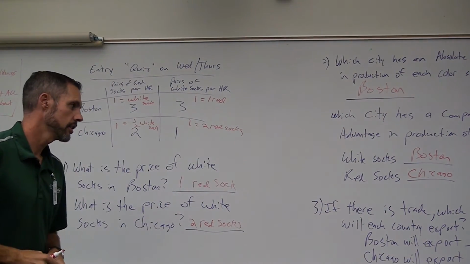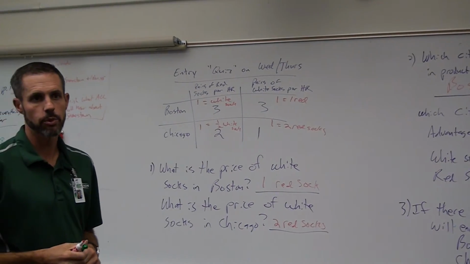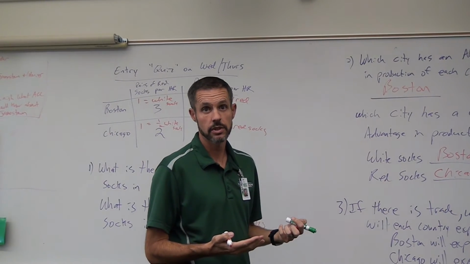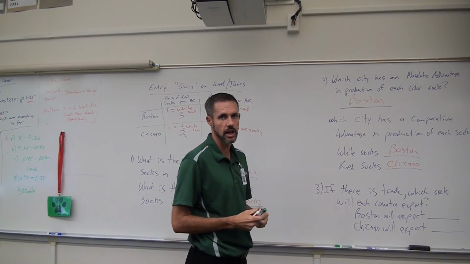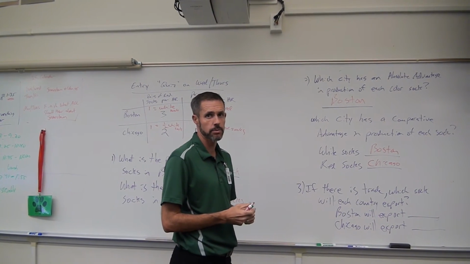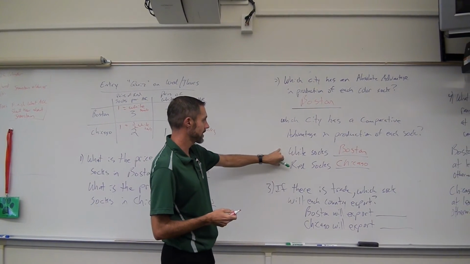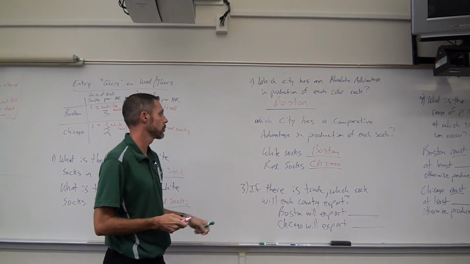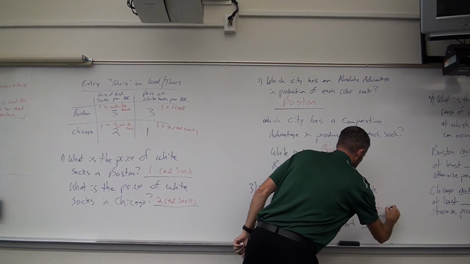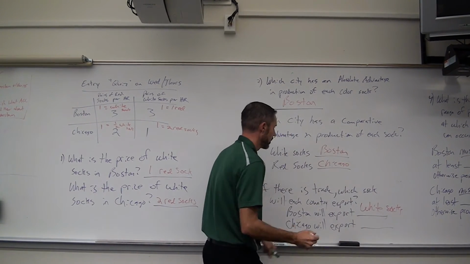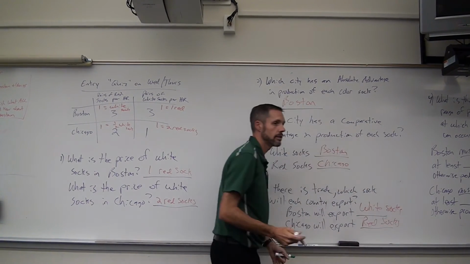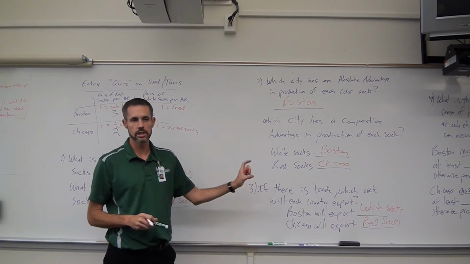If there is trade, which sock will each country export? In other words, if they decide to trade, what will they sort of specialize in? And we'll see eventually that when you specialize, oftentimes you can consume more, and that's how you consume past your production possibility frontier. So based on this, that means Boston will export White Sox, and Chicago will export Red Sox, because comparatively, they're cheaper to produce in each of those given places.